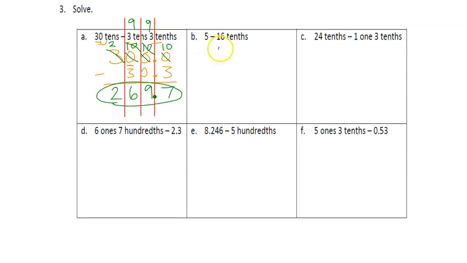Next, we have 5 minus 16, and then 6 has to be in the tenths place. So 16 tenths is equal to 1 and 6 tenths. Same thing, I have 0 tenths minus 6 tenths. I can't do it, so I'm going to have to rename one of my ones, which leaves me with 4 ones remaining.